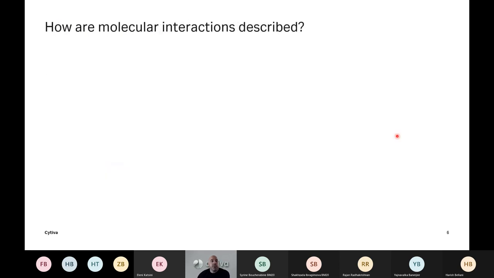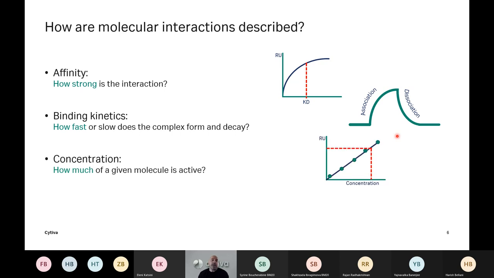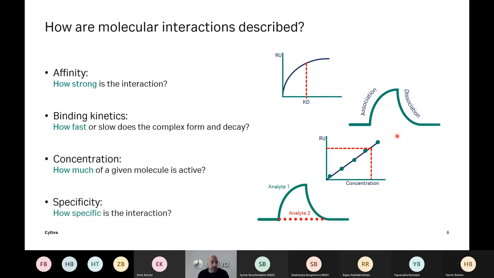So how are these molecular interactions described? We can talk about the affinity for an interaction, that gives us an idea about the strength of this interaction between two molecules. We can also talk about binding kinetics. Kinetics give us an idea about how fast or how slow the molecules interact, and then the complex dissociates. But also, we can talk about concentration to get to know how much of a given molecule is active in our sample, okay? Understanding activity as the ability to bind the target molecule. But we can also get to know the specificity of the interaction, okay? How specific is one molecule to recognize a particular molecule from a particular species or particular family, for example.